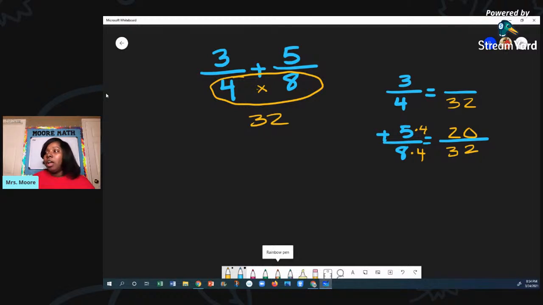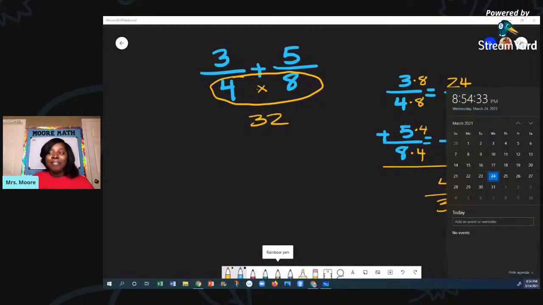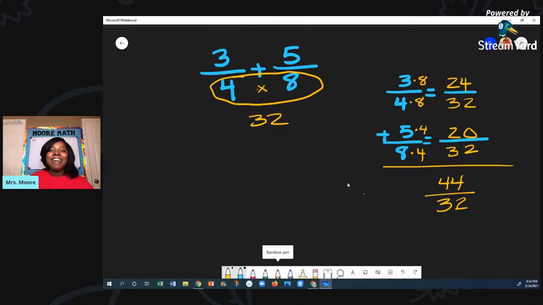Okay, let's do the next one. 4 times 8 is 32. So whatever I do to the bottom, I do to the top. 3 times 8 is 24. All right? And now add them all together. 24 plus 20 is 44 over 32. Uh-oh. Now I have an improper fraction.